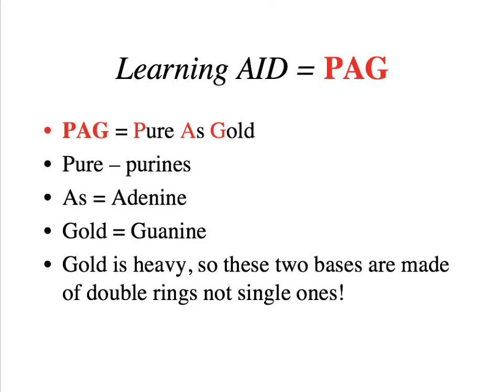A useful learning aid that helps me in understanding the relationship between the bases is the term "pure as gold." Pure codes for purines. A reminds me that adenine is a purine. Gold further reminds me that guanine is also a purine. The use of gold is a further reflection on the heaviness of this particular metal. Gold is heavy, so are double-ringed bases. So adenine and guanine must be purines, and purines are composed of 2 rings, not 1.